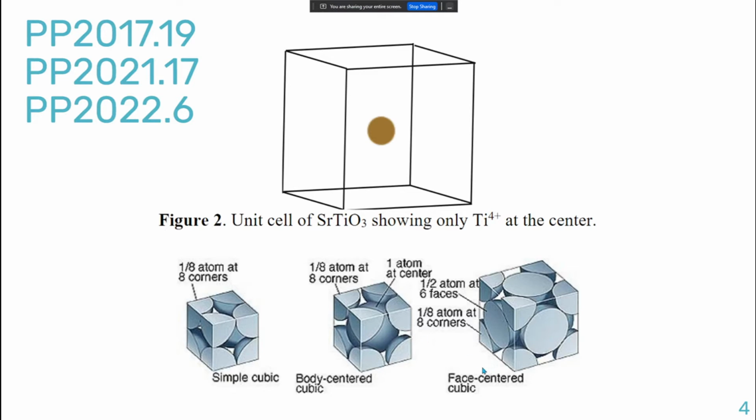And finally, here is a simple example of face-centered cubic packing, where some of the atoms are situated in the middle of a face, which means that they are divided by 2 between 2 unit cells which share the same face, right? And then you just count how many faces a cube has, 6, and you multiply 6 by 1/2, and you get 3 atoms which are situated at the faces. And that's it for the face-centered cubic packing. We have in total 4 atoms in the unit cell.